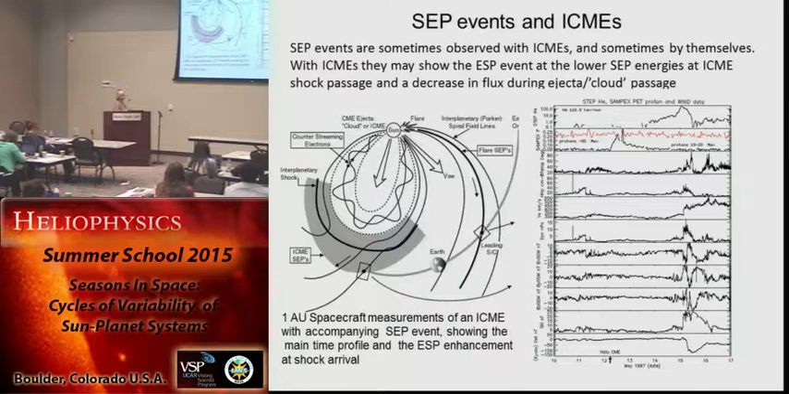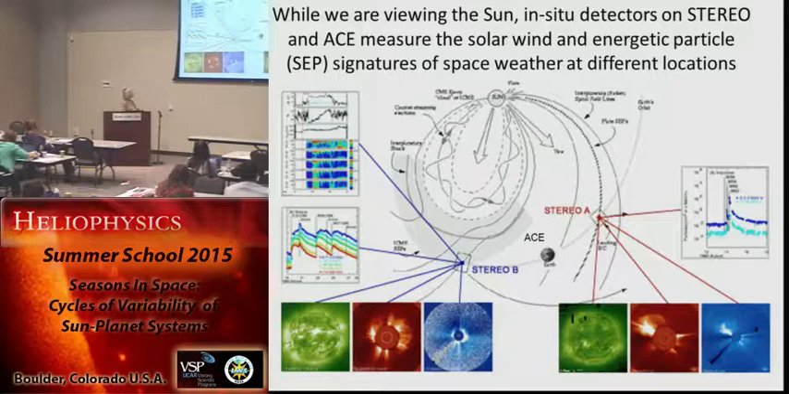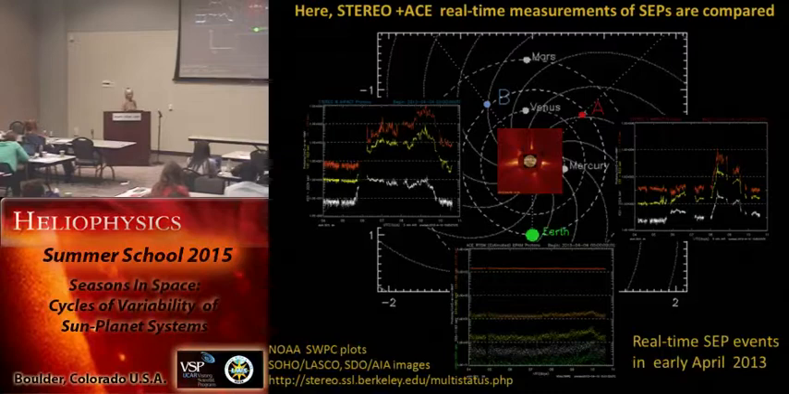And once again, remember that what you see in an SCP time profile depends on how you're located with respect to a particular ICME. So your profile will be characteristic depending on that. And there's a whole literature on what to look for at the various positions. And these are just some examples of distributed SCP data from the Stereo and ACE spacecraft.